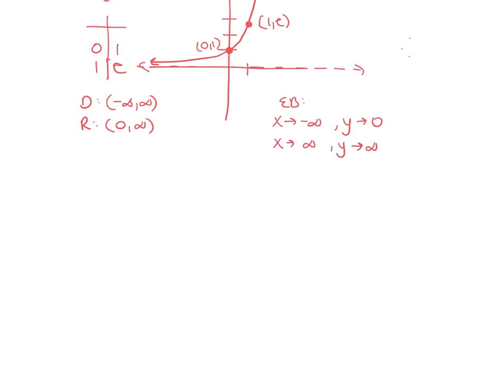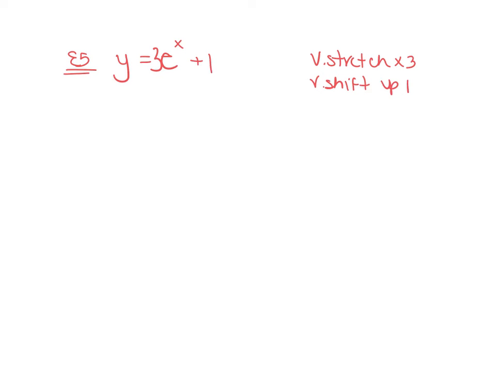Okay, transformations of e to the x are just like the transformations of the other functions that we've worked with throughout the course so far. So example 5, if we were to look at y equals e to the x power, let's say times 3. And then we can even do a plus 1, okay? So this times 3 out front we know is a vertical stretch, times 3, and the plus 1 is a vertical shift, up 1.